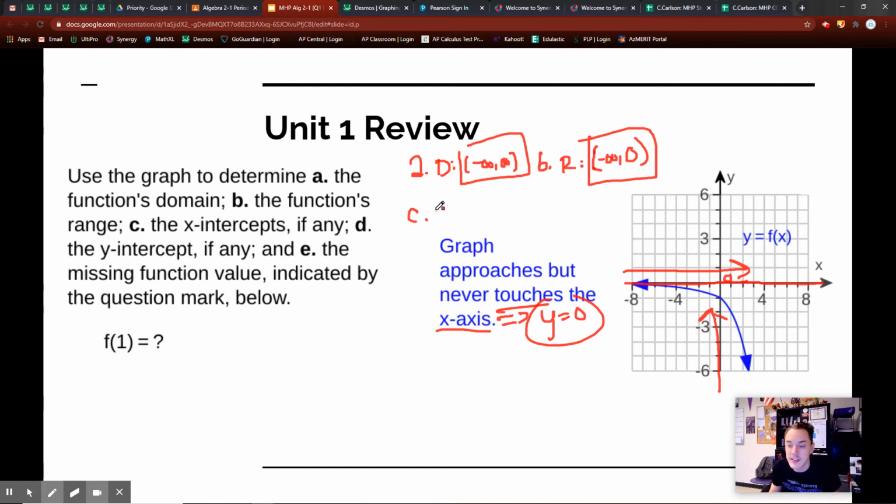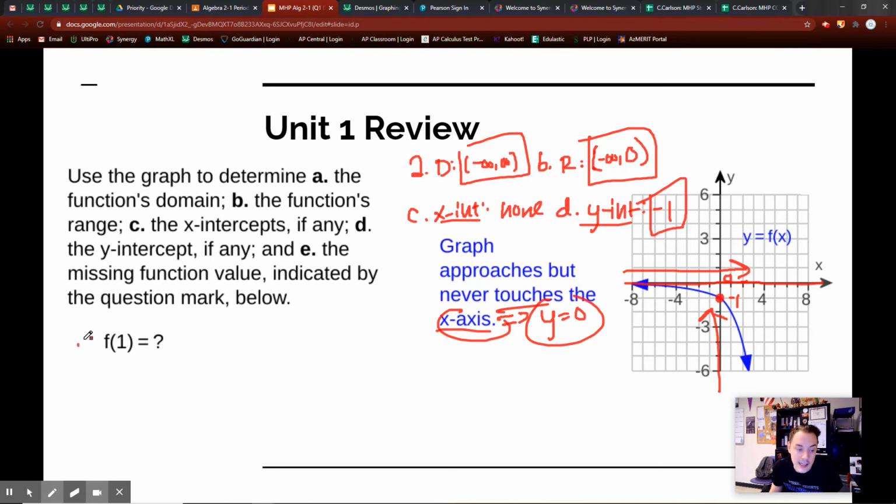My C, my x-intercepts. Well, if it never touches the x-axis, are there any x-intercepts? The answer is no, so it's none. Okay, what about D, my y-intercepts? There is one place where it crosses right here. That's negative 1, so negative 1.